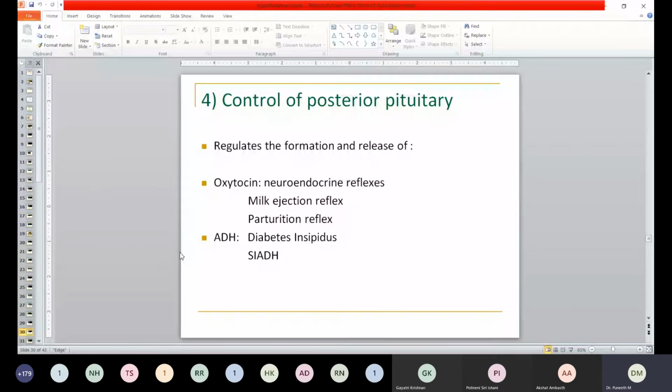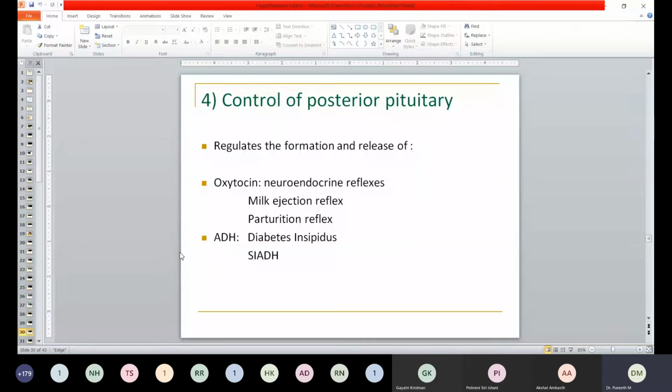So you all know that in the hypothalamus, there are two important hormones which are produced, which go and get released into the posterior pituitary, from where the actual release will take place. Those are oxytocin and ADH. Both are nonapeptides. So the hypothalamus regulates formation and release of oxytocin and ADH.